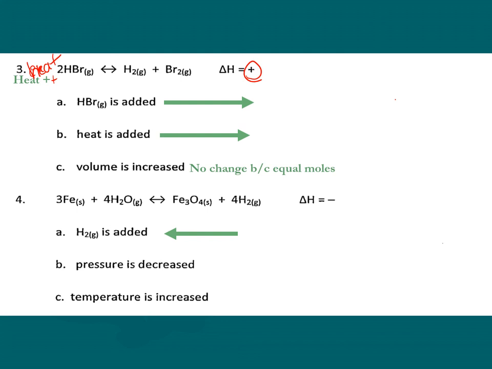If pressure is increased, well, notice this is not a gas, so we're not going to affect that. This is not a gas, not going to affect that. So I have 4 and 4, so again, there's no change because they have equal moles. Temperature increased. Well, now we have an exothermic reaction, so we're going to add it to that side, which means it will shift to the reactant side. Sometimes, as in this case, they both shift to the right or both shift to the left. That's not always going to be the case.